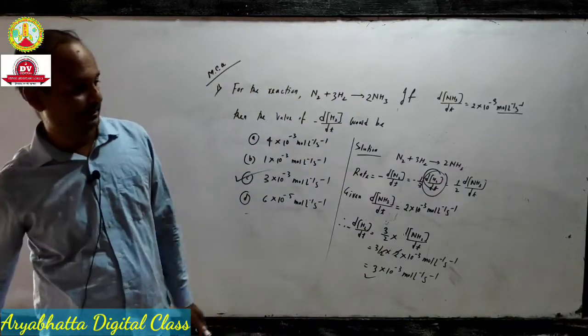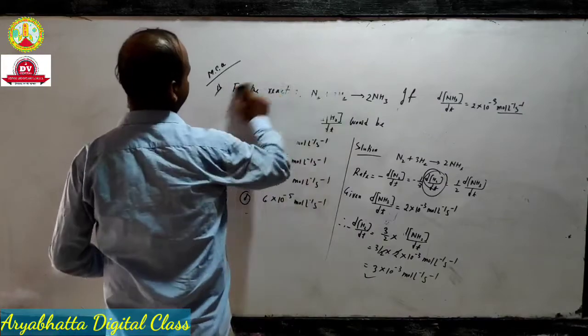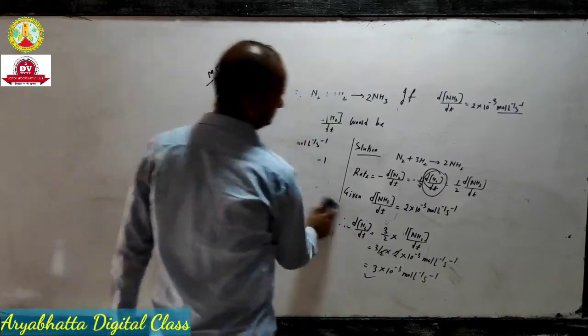Okay. Now let's see, next comes another numerical. Let's do one more. See, this is number 1 and 2, take a look.